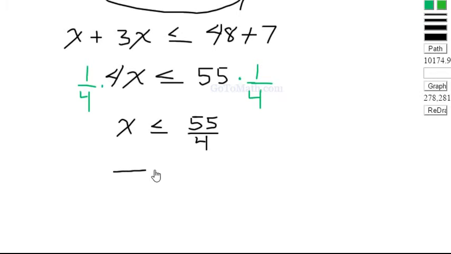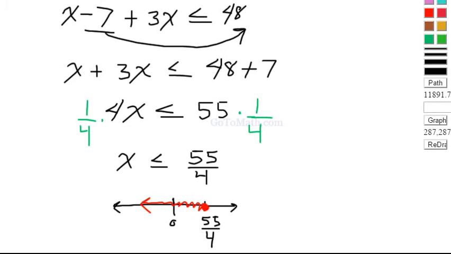Alright, so let's just draw us a number line here. I think we should be doing arrows on both sides. Let's just say that this is 0 here, and we'll say that this is 55 over 4 right here. Now, x is less than or equal to, so we'll put a solid dot, and everything less than or equal to going off to infinity in that direction.